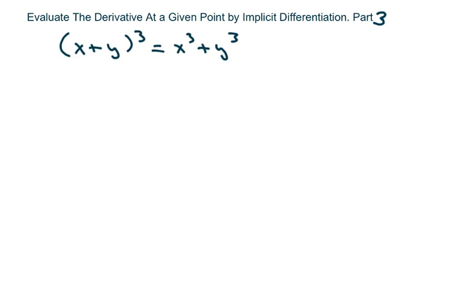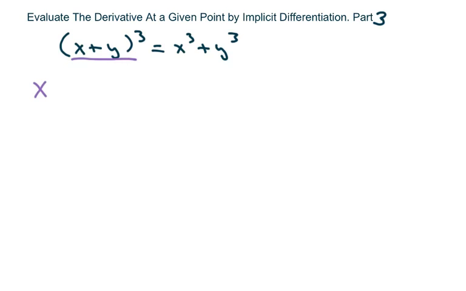Everyone, we're going to evaluate the derivative of this equation at a given point by implicit differentiation. This is part 3. Now I could use the chain rule on this left side, but what I'm going to do is use the binomial theorem to expand this side, which you learned probably in pre-cal.